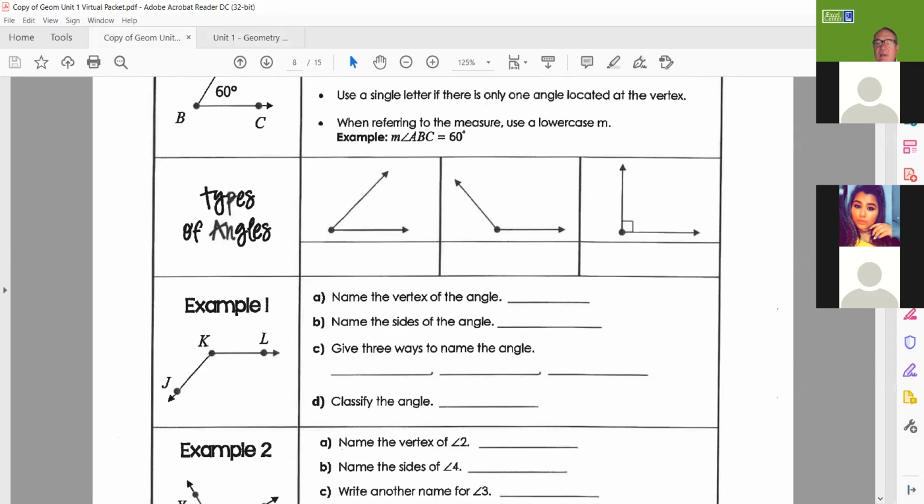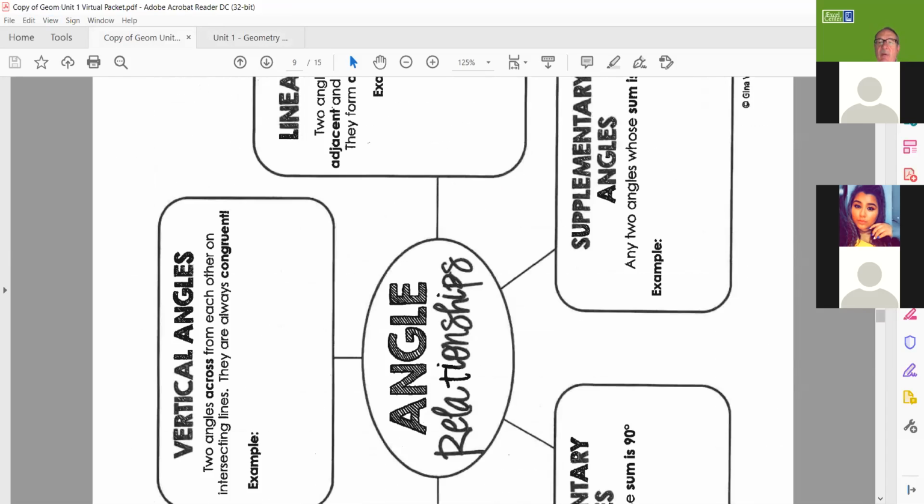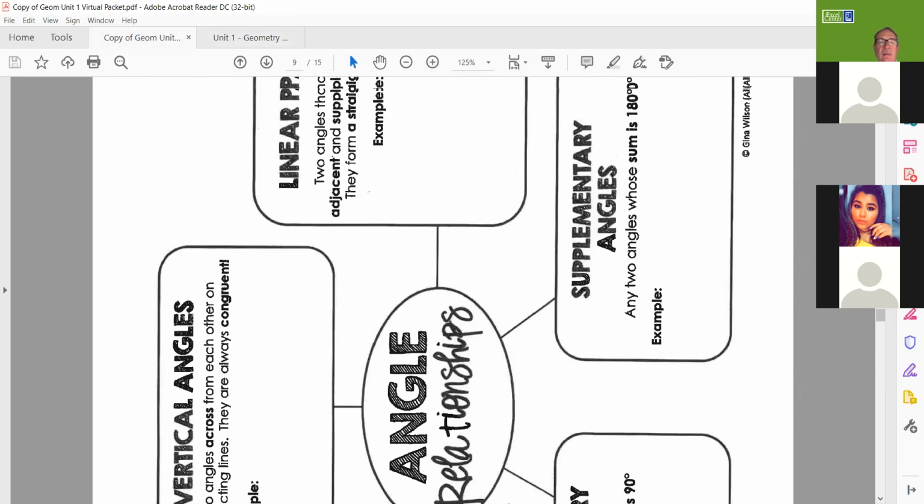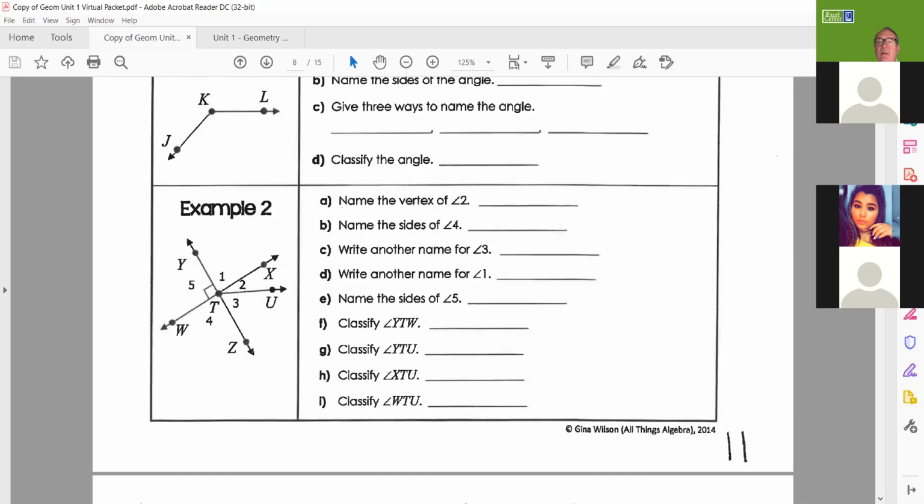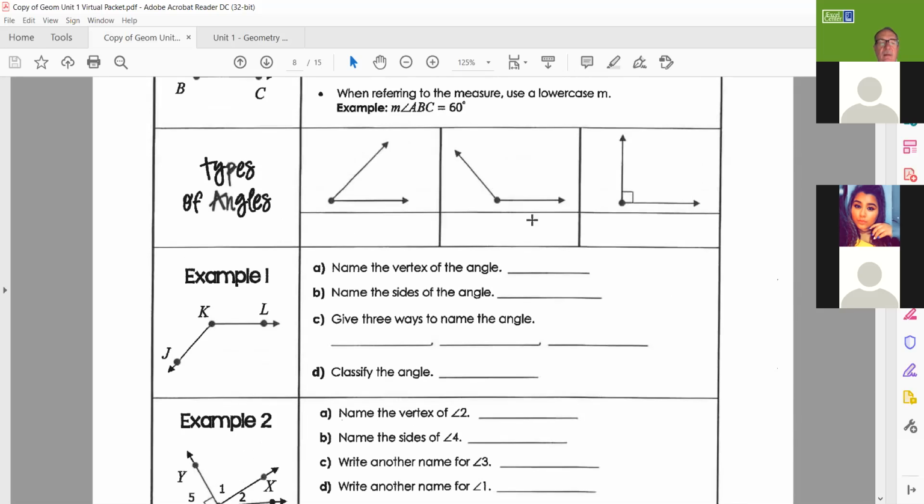So you start looking at these examples here. Some of these are going to be pretty obvious. Name the vertex of the angle. Well, it's K. Name the sides of the angle, KL, KJ. You have 3 ways to name the angle: JKL, LKJ, or just angle K. Now, why can't I just call it angle K?